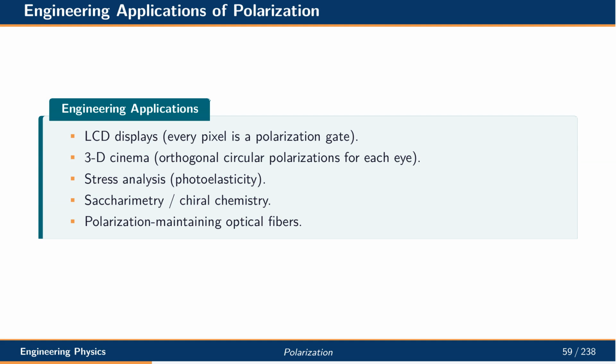Liquid crystal displays use polarization gates for every pixel. 3D cinema relies on orthogonal circular polarizations for the two eyes. Stress analysis in transparent components uses photoelasticity. Saccharimetry measures sugar concentration through optical rotation. Polarization-maintaining fibers preserve a specific polarization state over long distances.